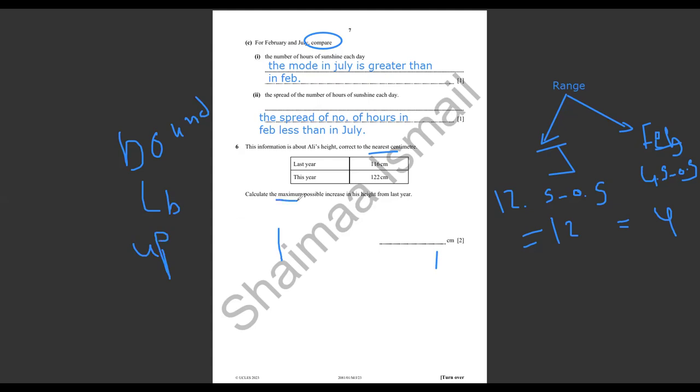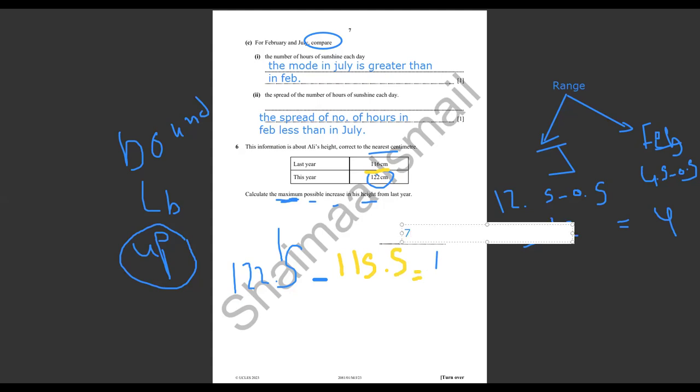So here calculate the maximum possible increase in his height. So he needs the upper bound. You have to figure that out, that's mathematics. So we are going to subtract: 122, which we get higher to the nearest centimeter, so it will be 0.5, minus, here we're going to get the least. From 116, we get the lower bound, which is 115.5. So the difference now is equal to 7.